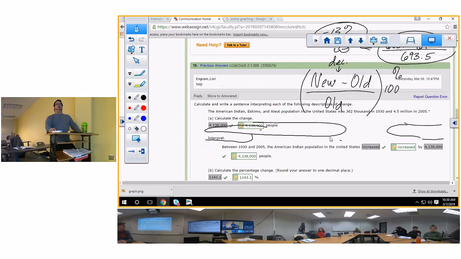The American Eskimo, and see, it made her mad. She's leaving.